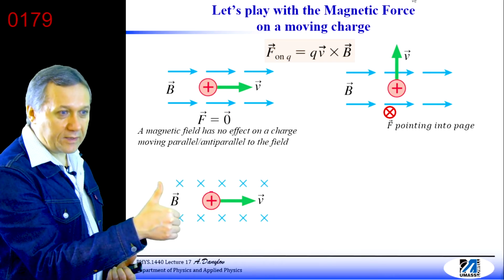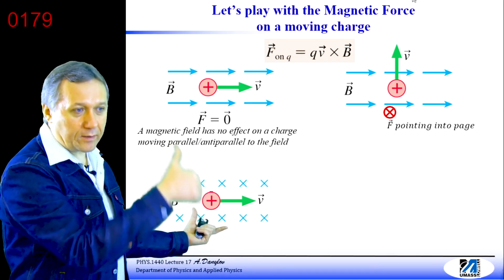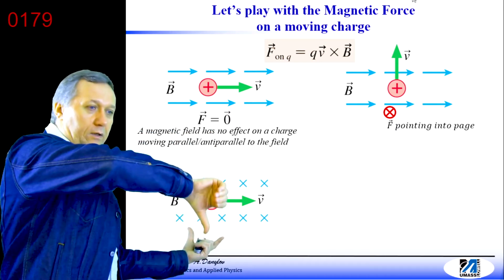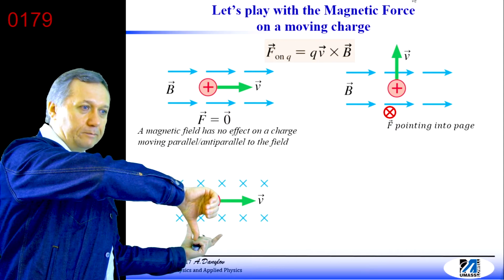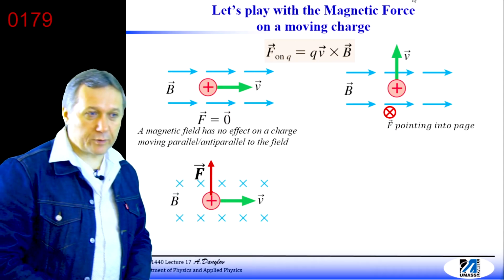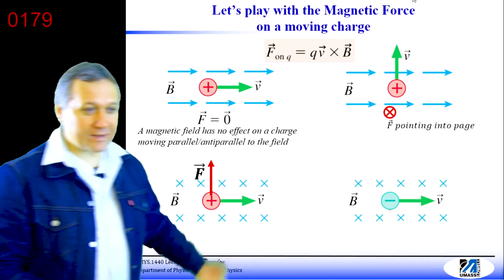That's the first step. The second step, look at the sign of the charge. Charge is positive, so this is the correct direction for the magnetic force. Again, if the charge were negative, the force would be downward. But in this case, since the charge is positive, the force is up. Okay, and the last example.